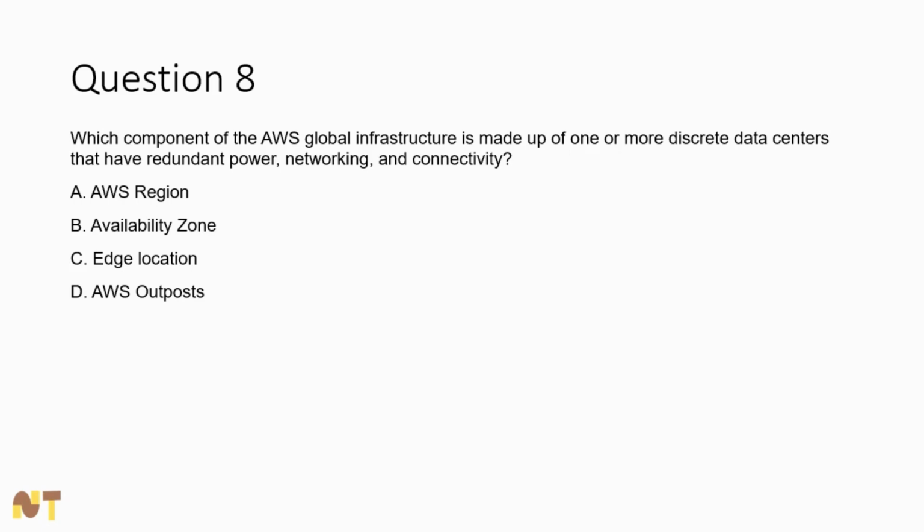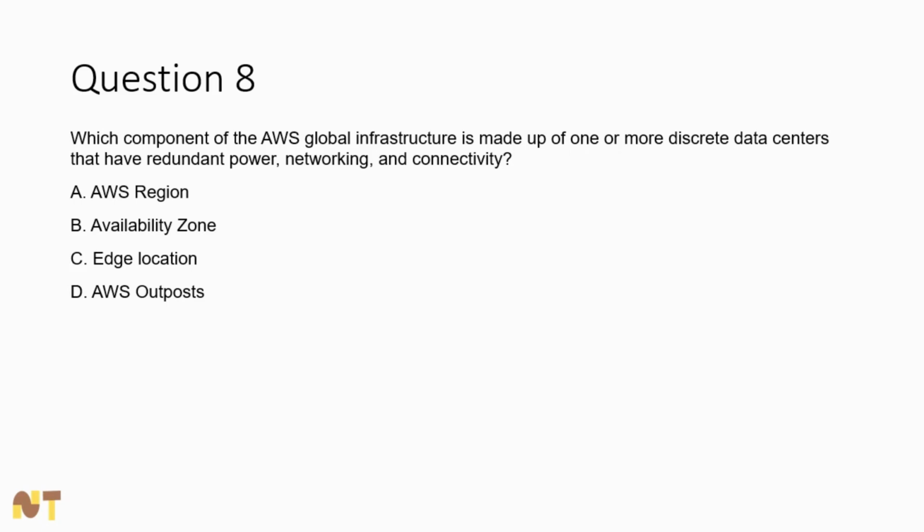AWS region. It is a geographical area that consists of multiple availability zones. It is important to note that each AWS region is designed to be completely independent and isolated from other regions. While regions do have redundant power and networking, they are not specific to a single data center. So this option is not the correct one.